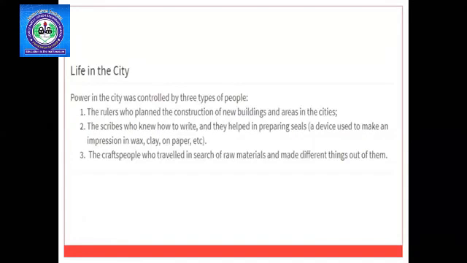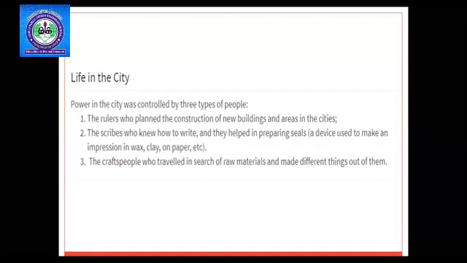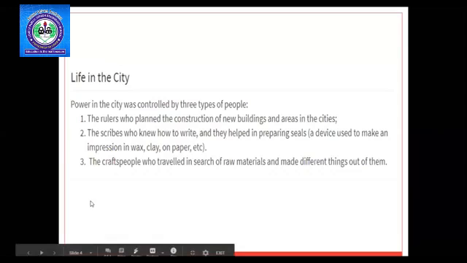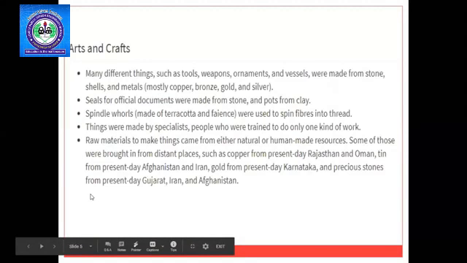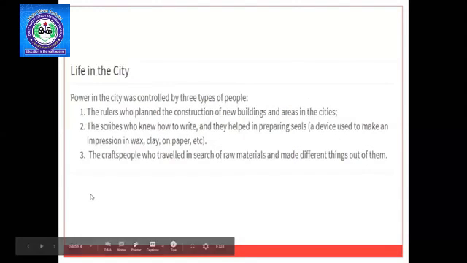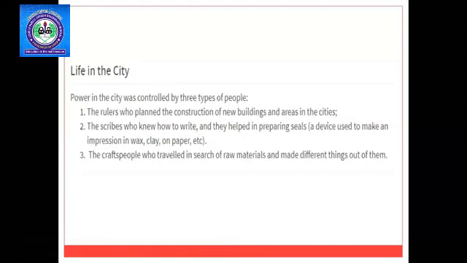Now the next is life in the city. Power in the city was controlled by three types of people. First, the rulers who planned the construction of new buildings and areas in the cities.